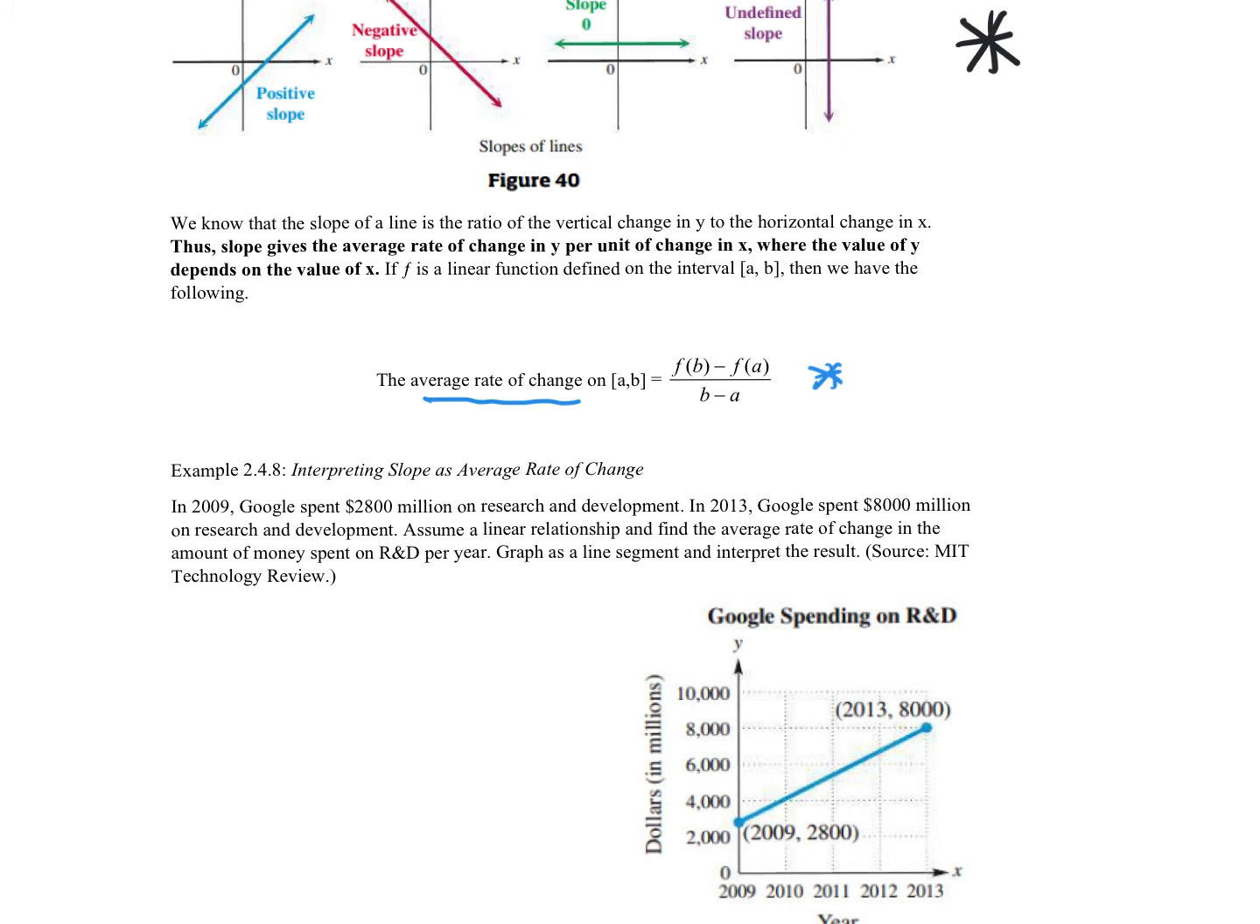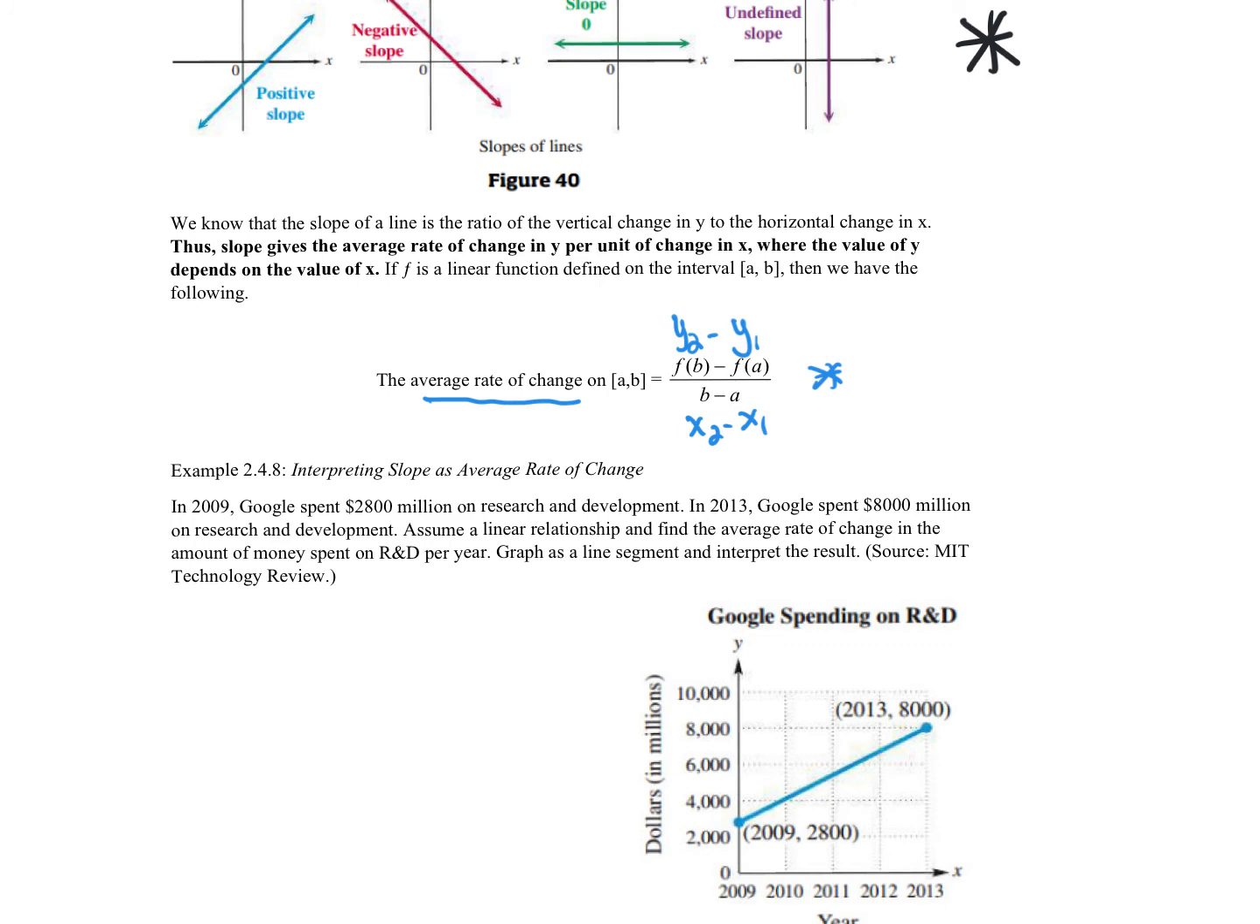F of something is a fancy way of writing y. So this is like y2 minus y1 over x2 minus x1, which is our slope formula. And we use the average rate of change to see the trend in data or in real life situations.